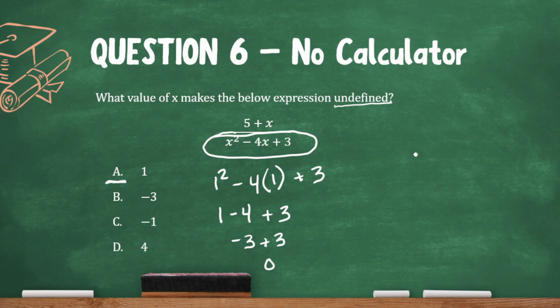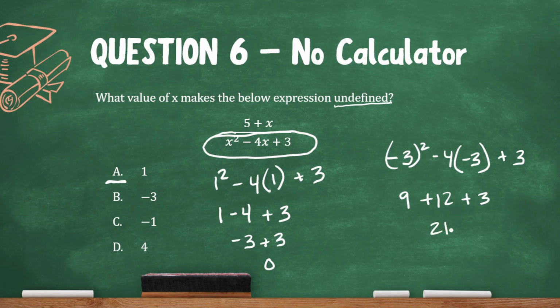Let's look at B. So we've got, if we put in -3 squared minus 4 times -3 plus 3. -3 times -3 is +9. -4 times -3 is +12 plus 3. So 9 plus 12 is 21. And 21 plus 3 is not 0. And we're looking for a 0 in the denominator here. So we do want answer choice A.